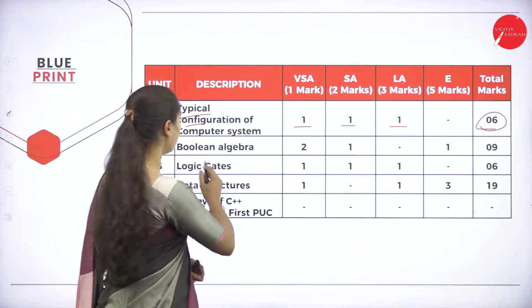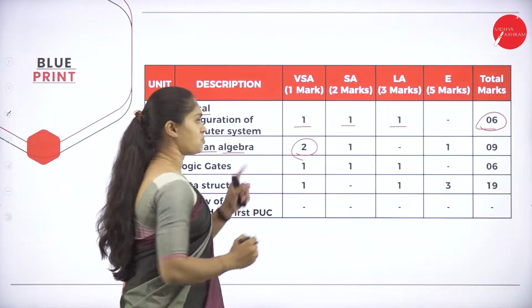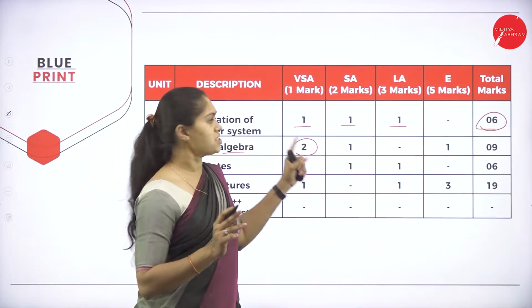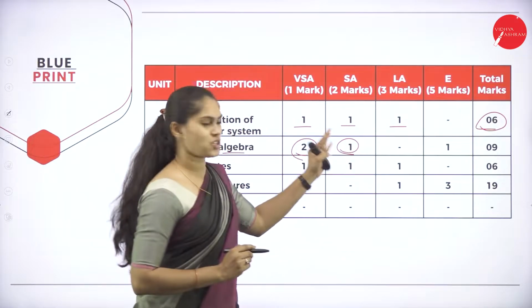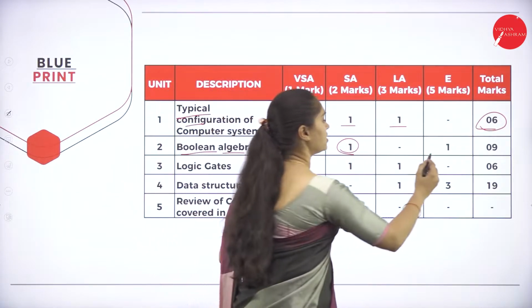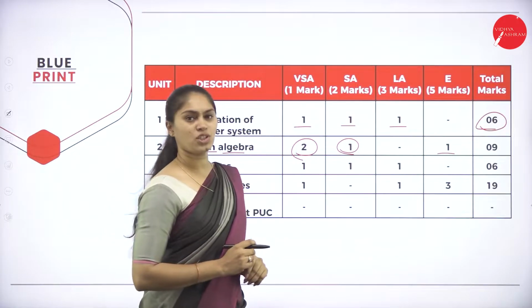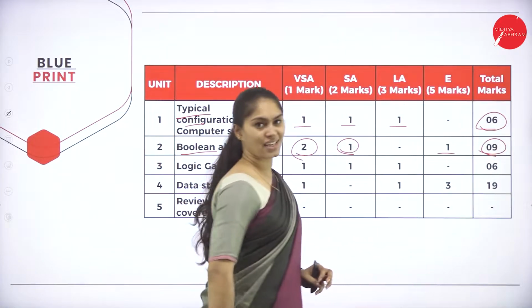Chapter number 2 is Boolean algebra. You are going to get 2 questions from 1 mark. That means from this chapter you can expect 2 questions for 1 mark. Then you can expect 1 question from 2 marks, and there will be 1 question from 5 marks. This chapter 2, Boolean algebra, will give you totally 9 marks.